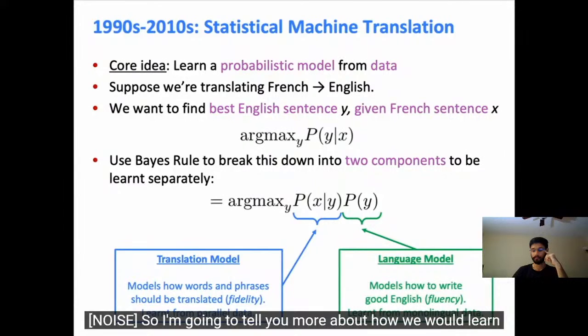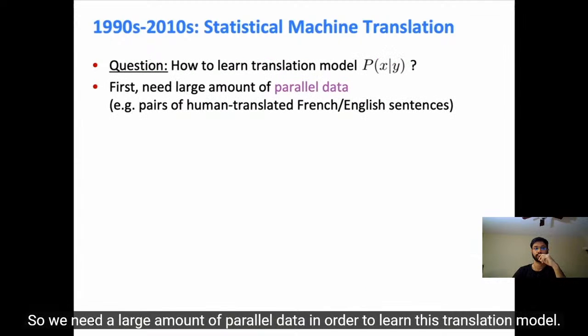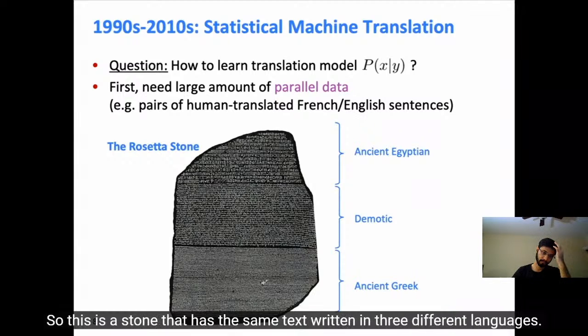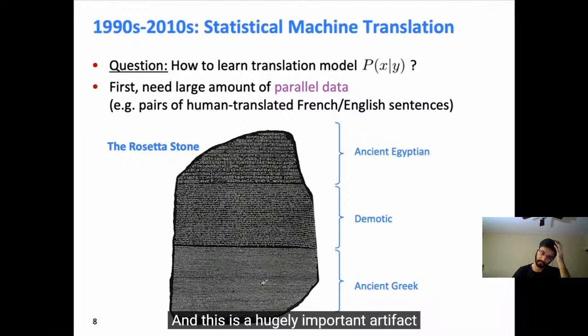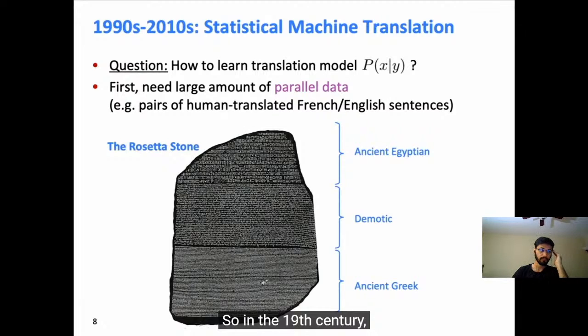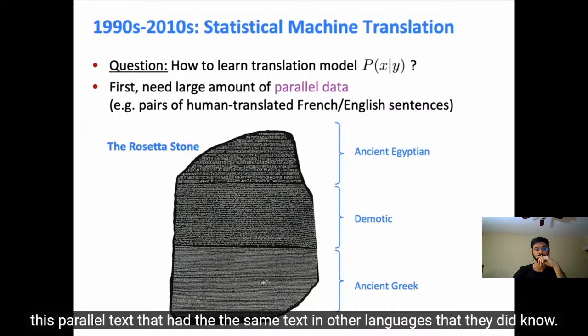So I'm going to tell you more about how we would learn this translation model that needs to be learned from parallel data. We need a large amount of parallel data in order to learn this translation model. An early example of a parallel corpus is the Rosetta Stone. This is a stone that has the same text written in 3 different languages. And this is a hugely important artifact for the people who were trying to understand ancient Egyptian. In the 19th century, scholars discovered this stone, and it helped them to figure out ancient Egyptian because there was this parallel text that had the same text in other languages that they did know.